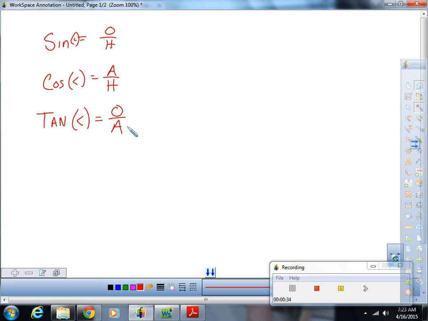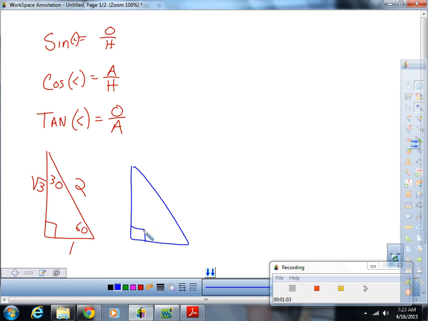The second thing you're going to need to remember are some special right triangles. So remember, if it's a 30, 60, 90 triangle, then the sides could be 1, 2, and radical 3, or any multiple of that. Okay? And if it's a 45, 45, 90 triangle, we would call it 1, 1, and radical 2. Okay, that's review.